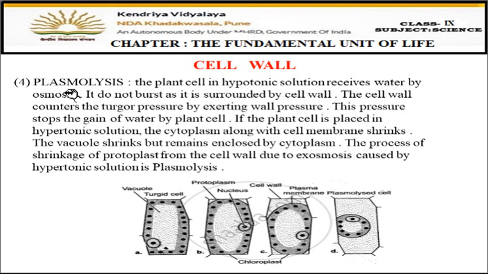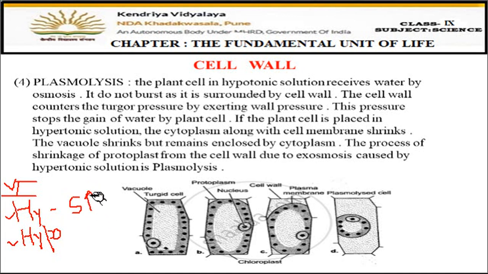Now how does it happen? We studied three types of solutions in the last video session: isotonic solutions, hypertonic solutions, and hypotonic solutions. Isotonic solution means the quantity of solute and water is the same. Hyper means solute is more; the upward arrow means more. And in hypo, the solute particles are less. So this was about these solutions.